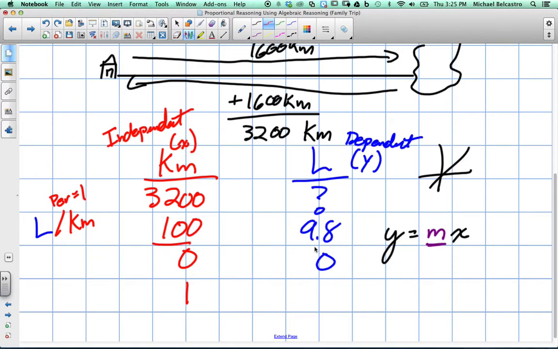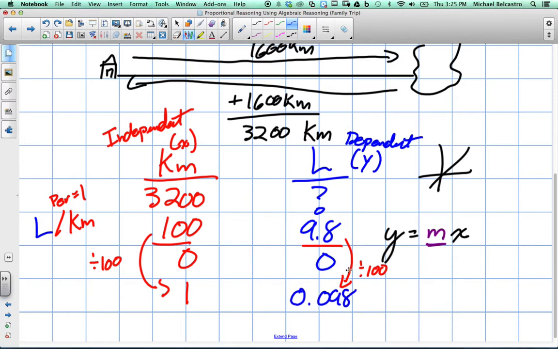Well, the only info we have is on this line here. So we need to take 100 and divide it by 100 to get down to the value of 1. I'm going to need to do the exact same thing to y, 9.8. And this is going to give us our m value. So 9.8 should be divided by 100, because we divided the one side by 100, we'll divide the other. And it turns out our rate is going to be 0.098.